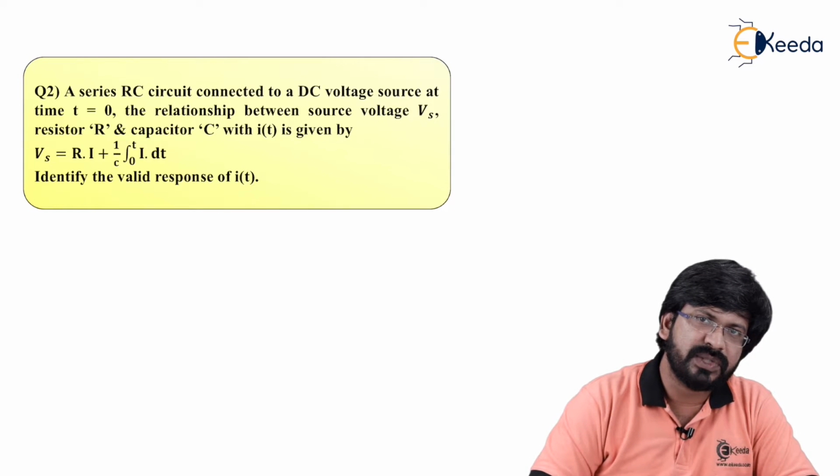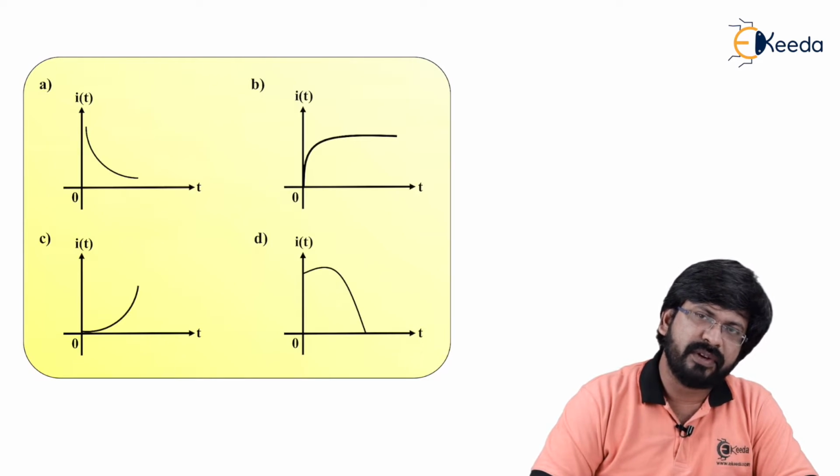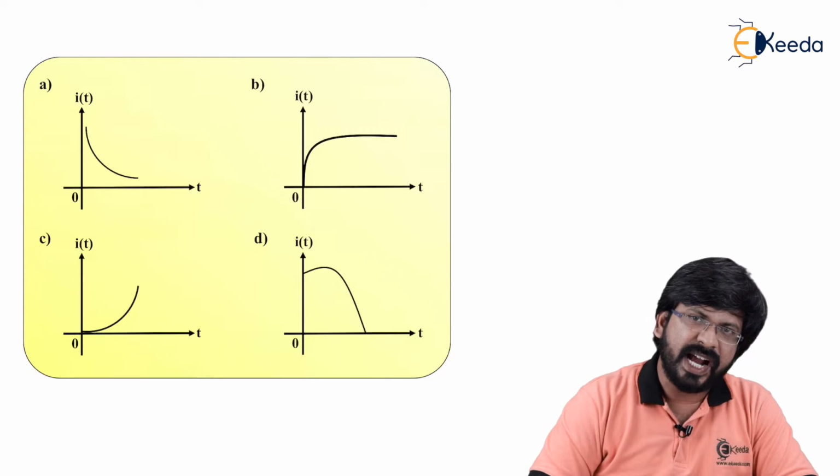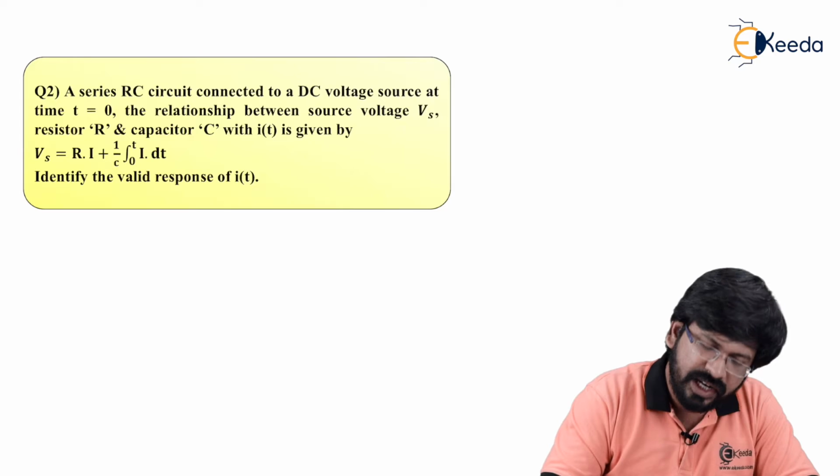Let's move to the next slide to see what 4 options are given. These are the current responses given. You have to identify the correct current response. We'll try to understand exactly what the problem is about. See, this is a series RC circuit. In fact, the circuit is not given. Let's draw that circuit.